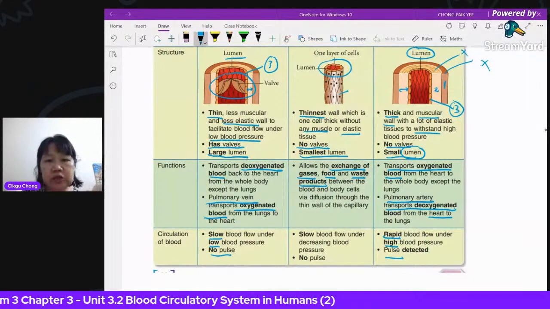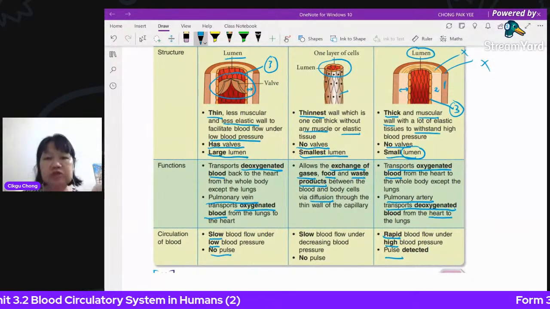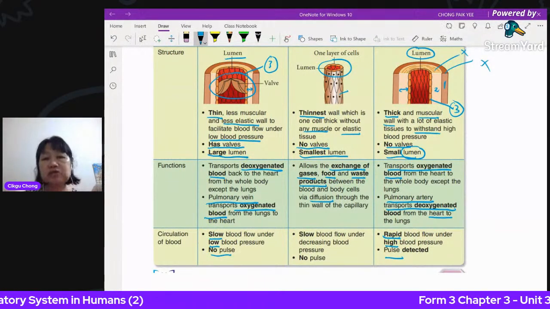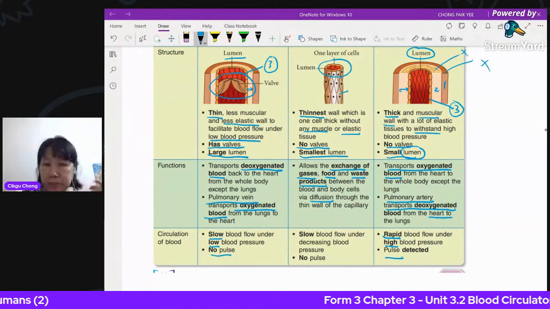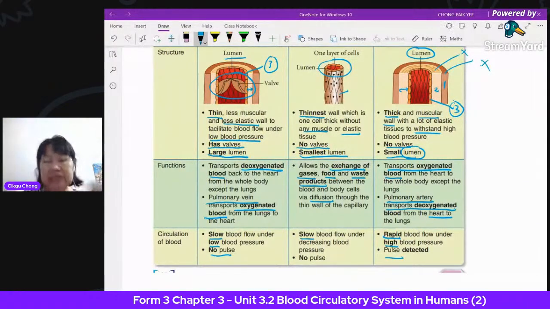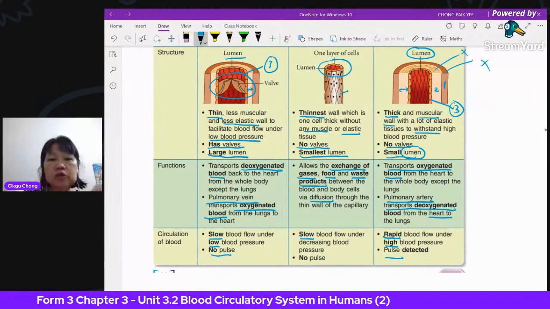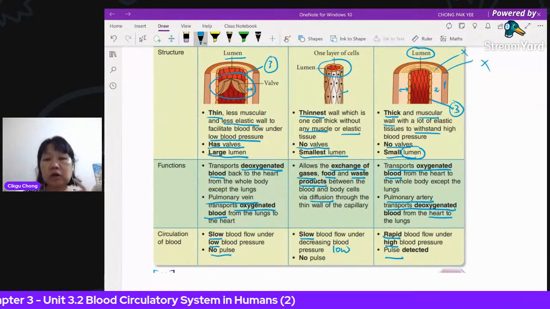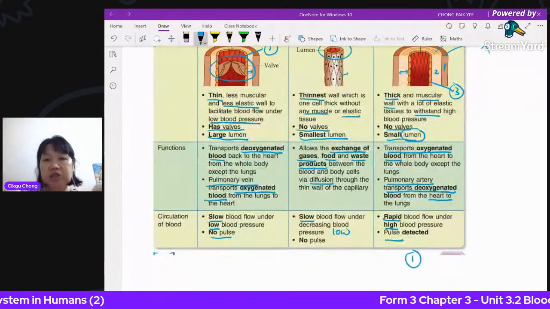And also through diffusion, through the thin wall. So it all happens through diffusion. Okay, now what about the pressure inside there? It's also slow pressure. Slow blood pressure means the blood is flowing slowly, and it's also low pressure. Okay, low pressure. So actually, I want to compare. Now, this one is the highest pressure. Artery is the highest pressure.